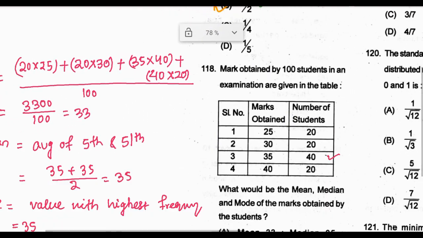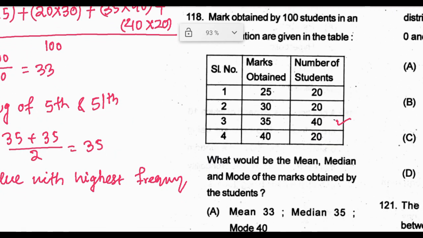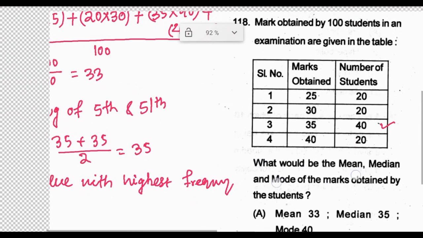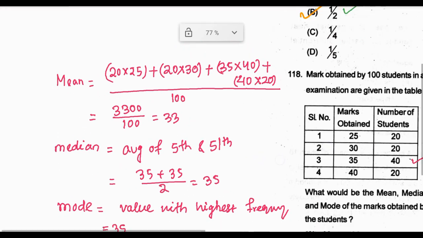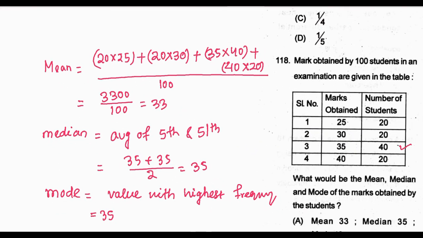Next, the marks obtained by 100 students in an examination are given. We have to find out mean, median and mode. So this is a statistics question, and what is the mean? Mean is the addition of all marks divided by the number. So here 20 students scored 25. So you have to add all these things: marks obtained into number of students for each section, and it comes to 33. Mean is coming to be 33.